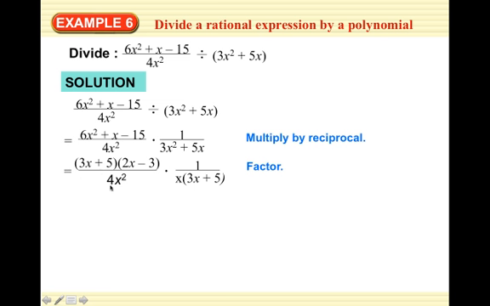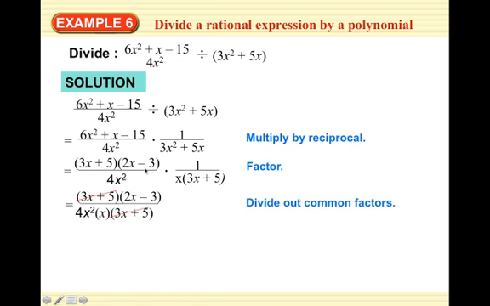Okay, 4x squared is a factor there. It's just 4 times x squared. And then 1, nothing to factor there. 3x squared plus 5x, we can bring out a common factor of x. Okay, so we're going to multiply our numerator together, our denominator together, then divide out the common factors. So we've got 3x plus 5 times 2x minus 3 times 1. There's no reason to put the times 1 there. So we've got 4x squared times x times 3x plus 5. If you wanted to, you could go ahead and write that as 4x cubed, but you don't have to.